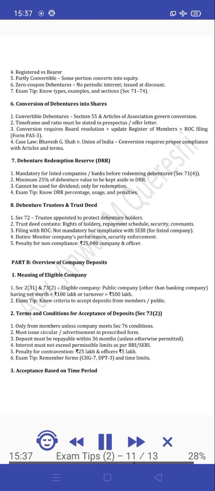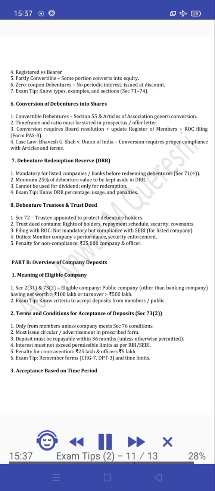8. Debenture trustees and trustee. 1. Sec 72. Trustee appointed to protect debenture holders. 2. Trust deed contains rights of holders, repayment schedule, security, covenants. 3. Filing with ROC. Not mandatory but compliance with SEBI for listed company. 4. Duties. Monitor company's performance, security enforcement. 5. Penalty for non-compliance. 25,000 rupees company and officer.